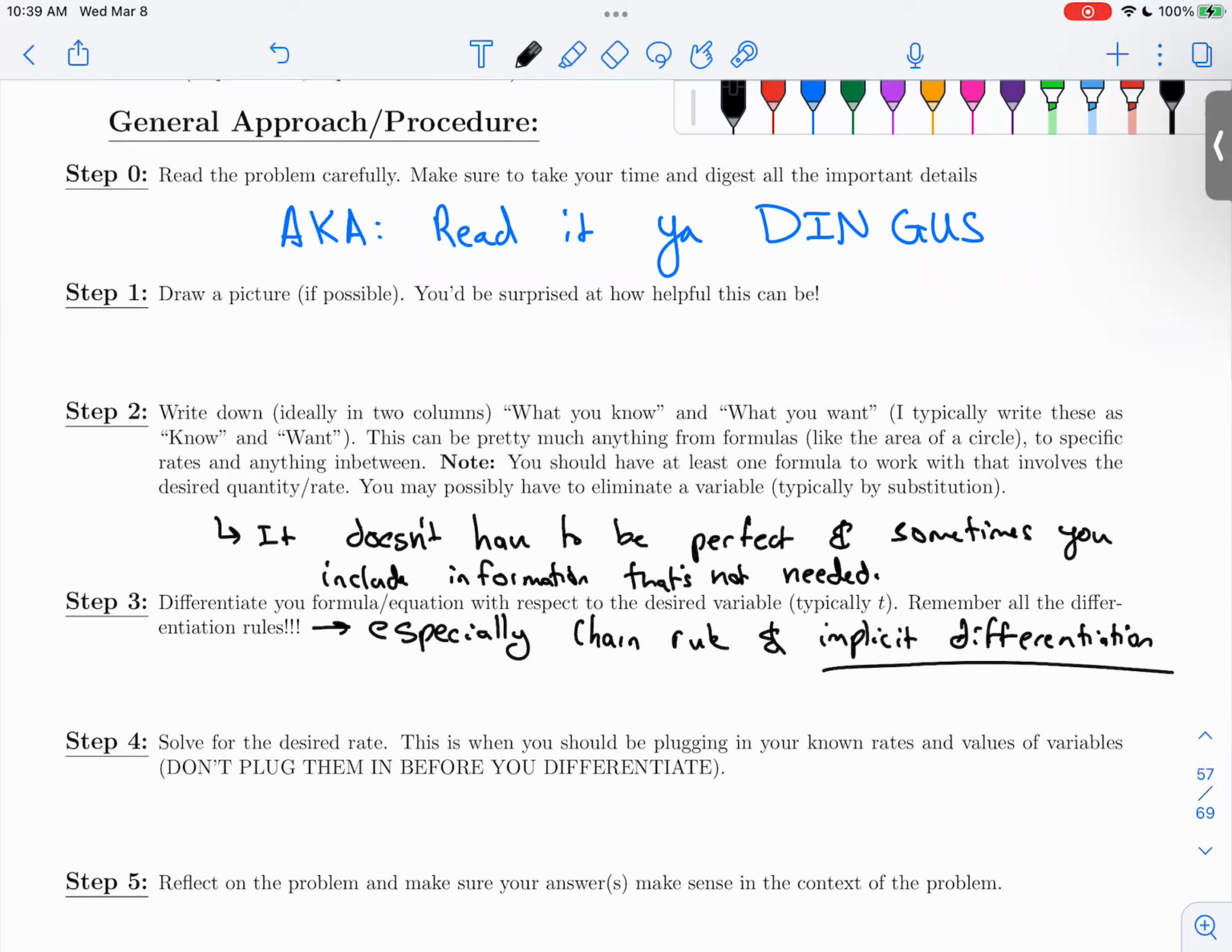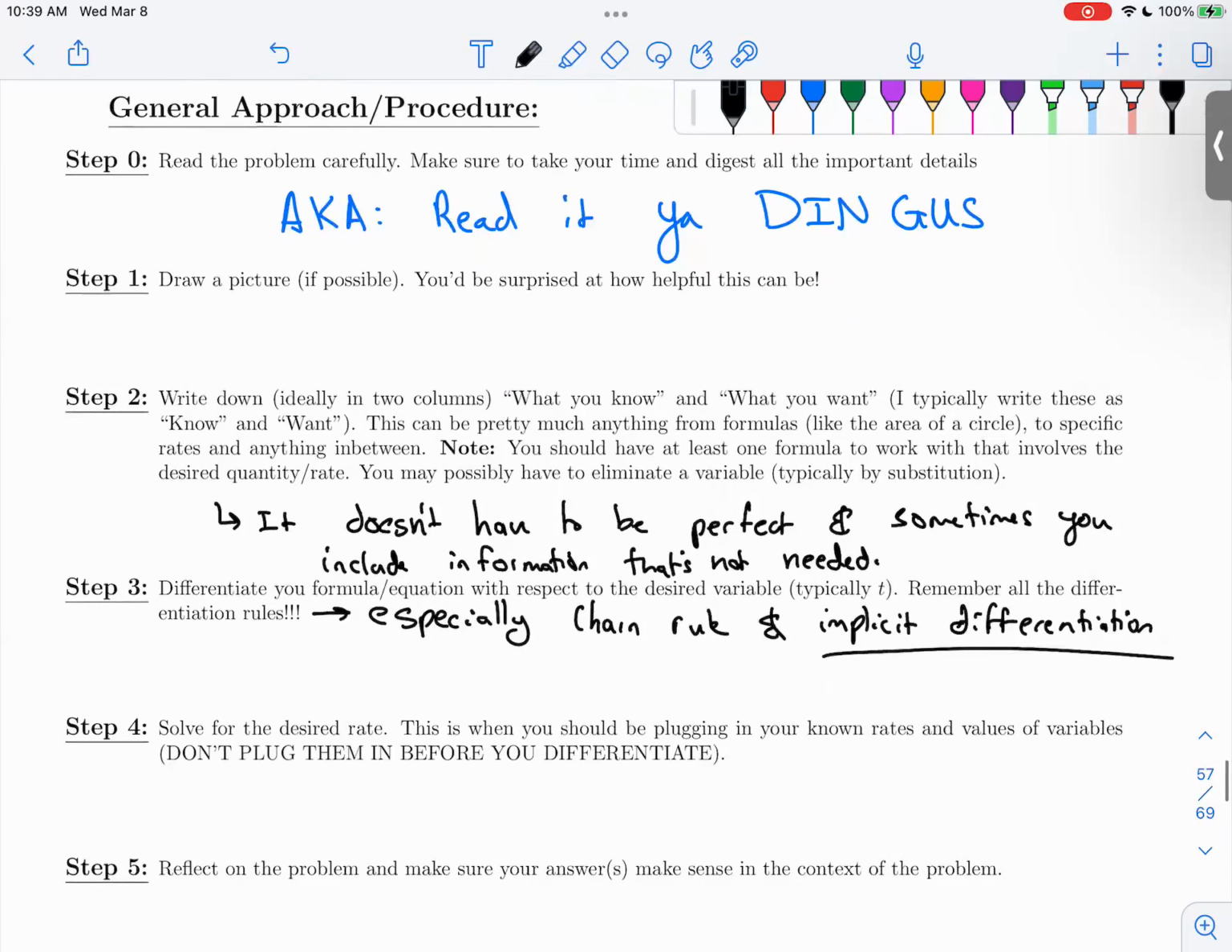This is where you should start plugging in your known rates and values. Don't plug them in before that, because if you plug in the value before that, it now becomes a constant, and when you take the derivative of a constant, it becomes 0 when it isn't. Does that make sense? So don't plug them in before you differentiate. You'll end up losing a lot of information.